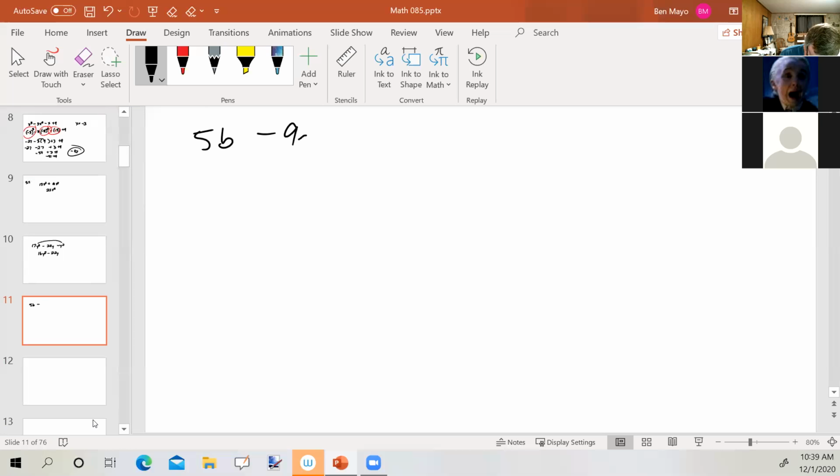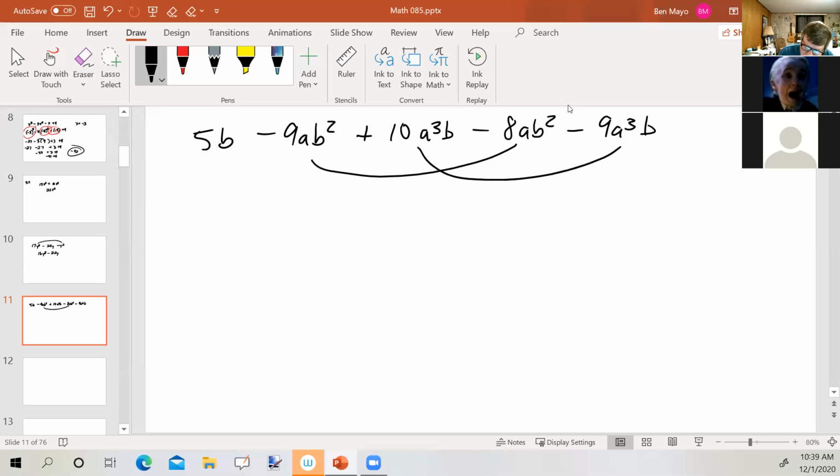5b minus 9ab squared plus 10a cubed b minus 8ab squared minus 9a cubed b. Combining like terms, these would go together and these would go together. I'm going to write the final answer in descending powers of the variable a. All right, so a cubed would be first. 10a cubed b minus 9a cubed b would be 1a cubed b. The coefficient of a 1 is implied in front, so I don't need to write it.